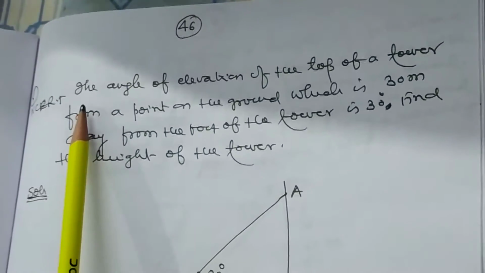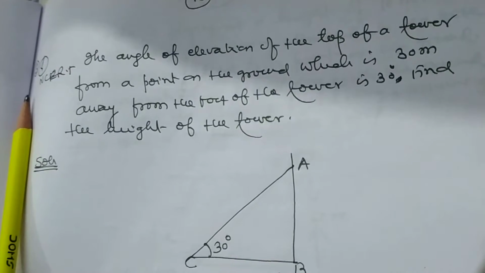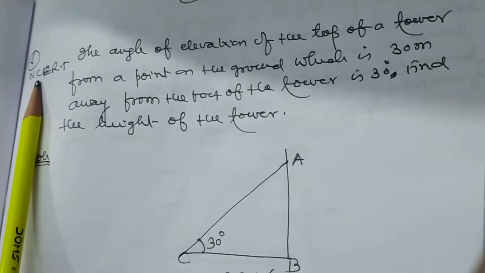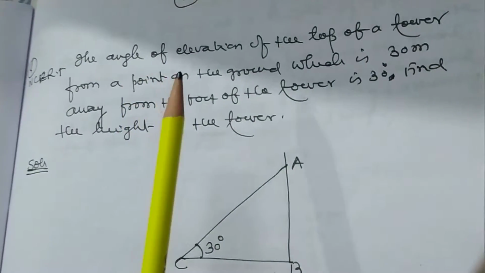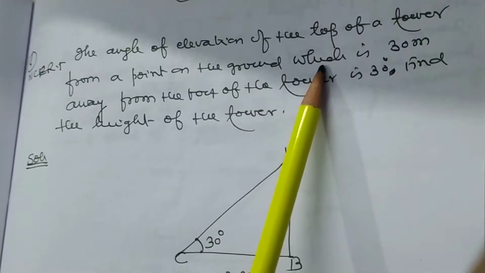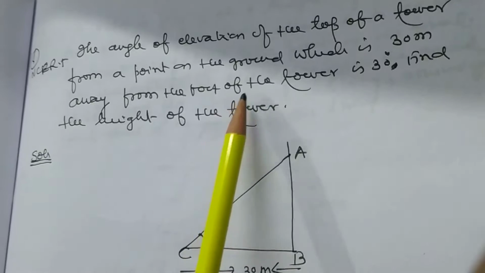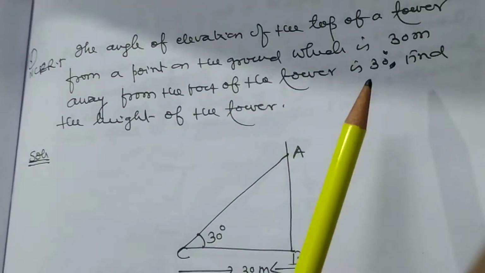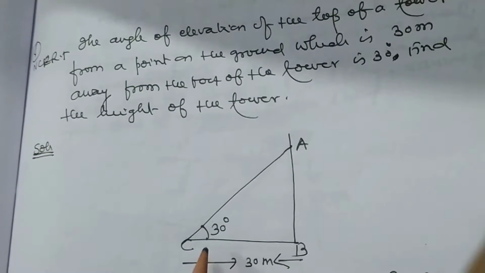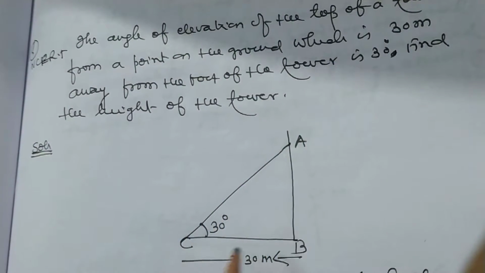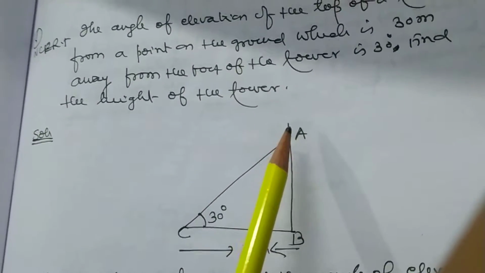Students, now I want to solve problem number 4 of the study material and problem number 4 of NCERT. The angle of elevation of the top of a tower from a point on the ground, which is 30 meter away from the foot of the tower, is 30 degree. What is 30 degree? This angle ACB is 30 degree and AB is the tower.